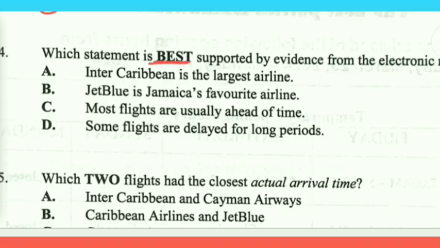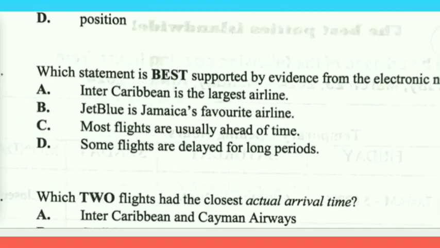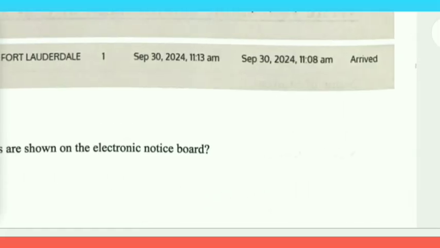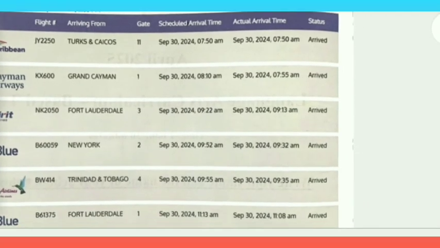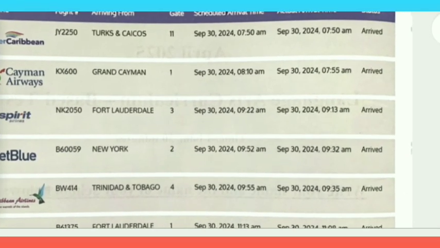Let's see, most flights are usually ahead of time. So to know if they're ahead of time, we are now going to have to check two sections, which is the scheduled arrival time and the actual arrival time. So this one was to come 7:50 a.m. It came in 7:50, so that one is on time. All right, so put a tick for that, on time.